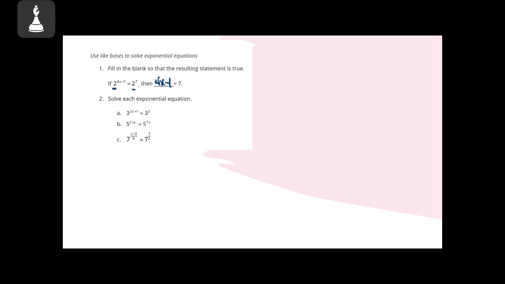So for 2, we're going to actually solve those. We have 3 to the 2x plus 1 equals 3 to the third. As long as the bases are the same, we set the exponents equal to each other. So 2x plus 1 has to equal 3. I'll subtract 1 from both sides. I get 2x equals 2. And lastly, if I divide by 2, x equals 1.